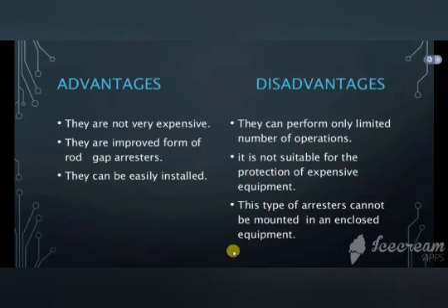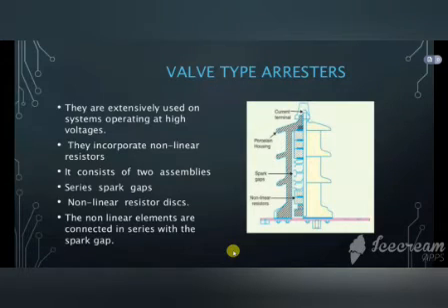The advantages of expulsion arresters are they are not very expensive. They are improved form of rod gap arresters. They can be easily installed. But it has some drawbacks. They can perform only limited number of operations. It is not suitable for the protection of expensive equipment. This type of arrestor cannot be mounted in an enclosed equipment.